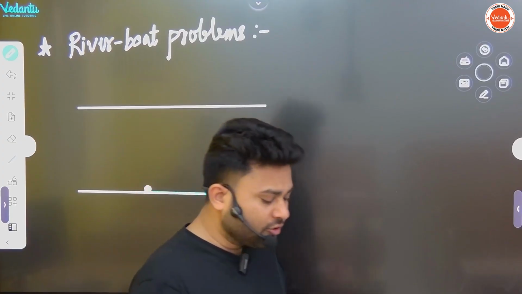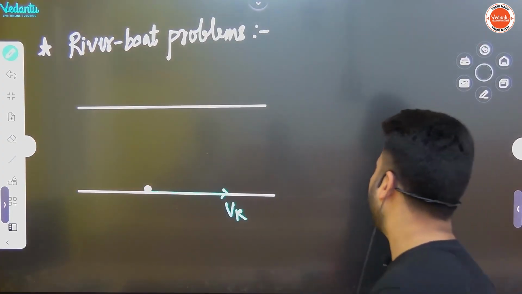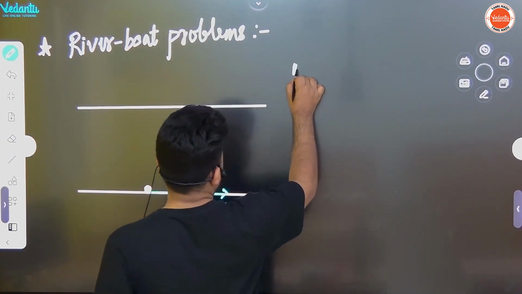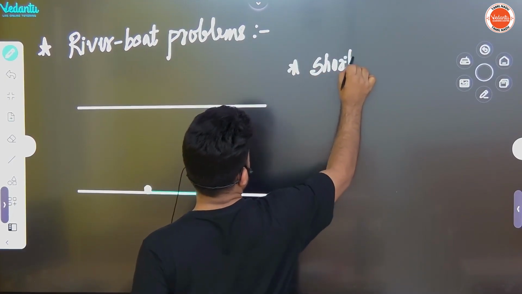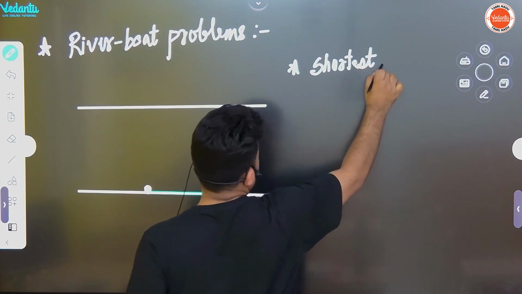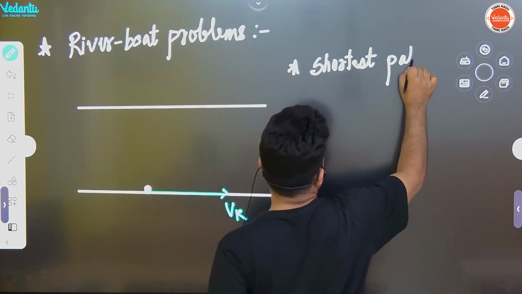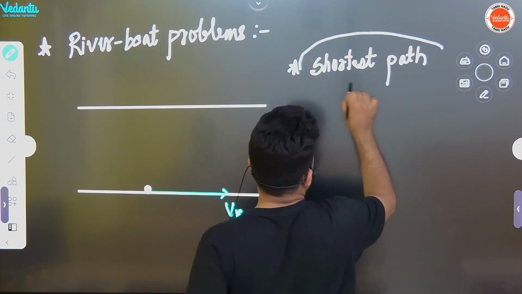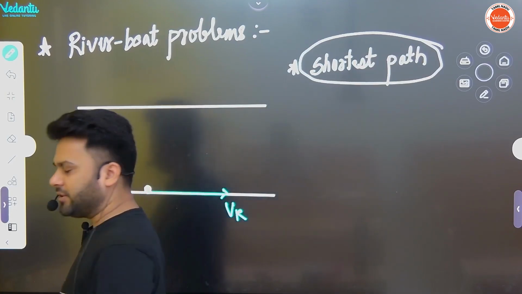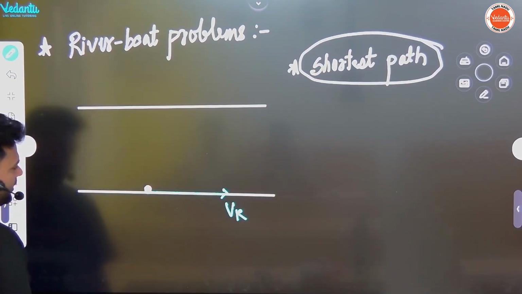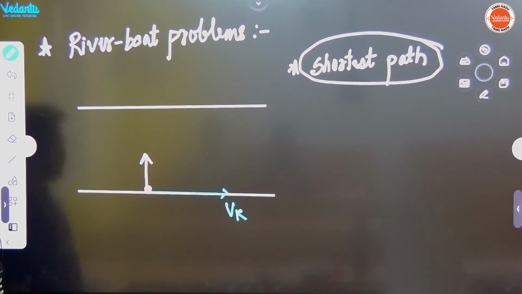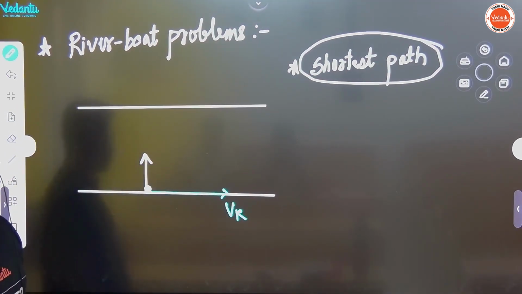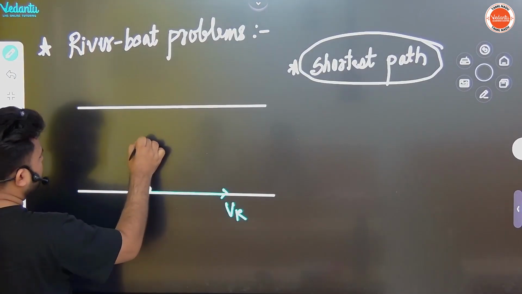Correct. He wants to go the shortest path. He wants to go in the shortest path. Two types of questions come: shortest path and minimum time. Shortest path. He wants to cross the river via the shortest path. So you tell me, if the man tries swimming here, will it go there? Will it reach there?